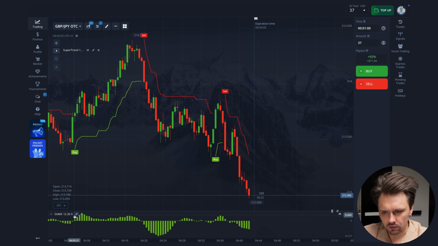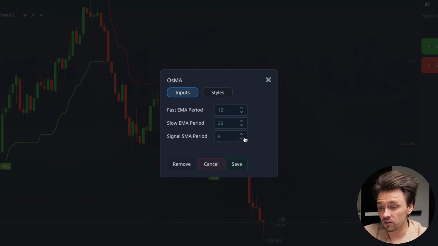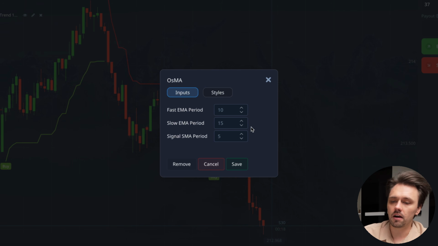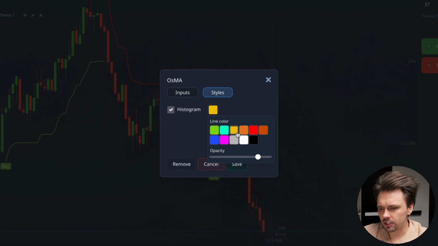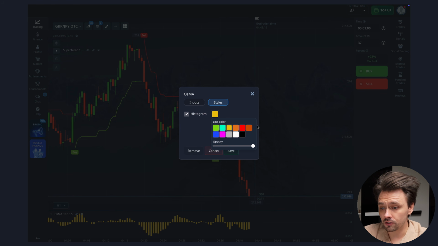Now OSMA. It reflects the acceleration or deceleration of momentum. Fast EMA period 10. The fast average reacts to new candles and shows short-term momentum. Slow EMA period 15. The slow average forms the basic background of the movement. Signal SMA period 5, the moving average of the signal line. For the style, I'll change the histogram color to yellow, so the chart is ready, we can begin.